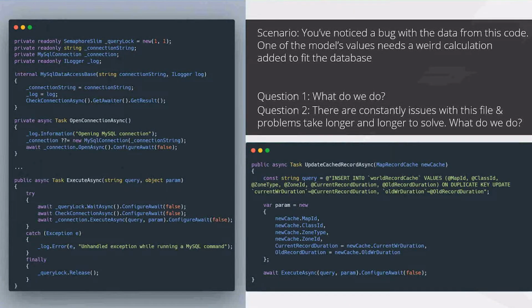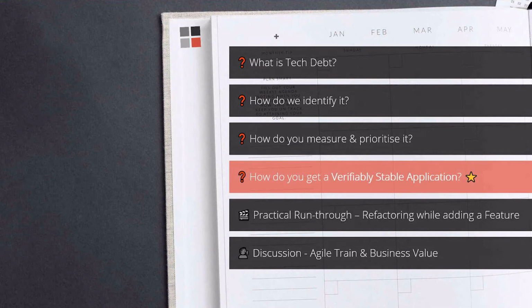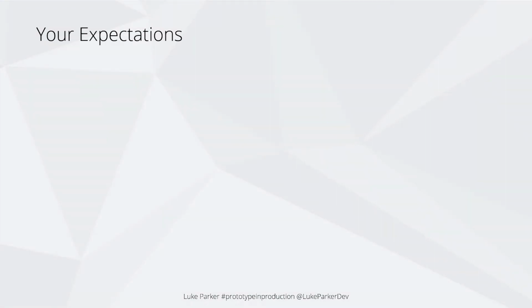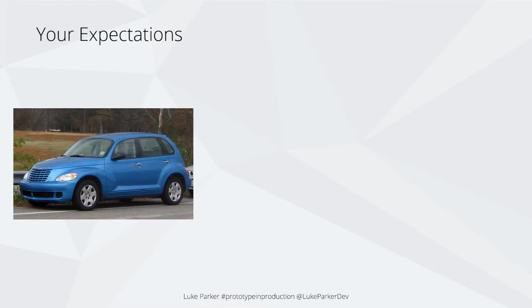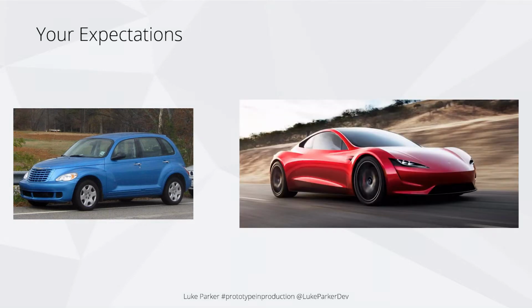So yeah, I talked about those questions. Now here's the bit that gives you a little bit of a checklist, right? How do we get this verifiably stable application? Well, I hope at this point our expectations of a feature in our code and its functionality have gone from this to this. So, well, it's a car and it works. The other one, I mean, it's red. It's the SSW color, right? It has to be better.